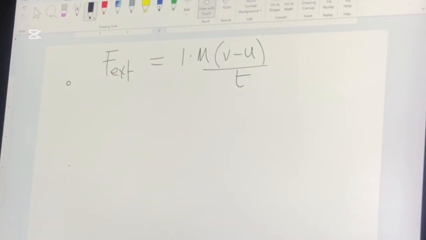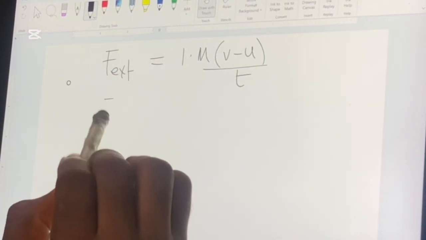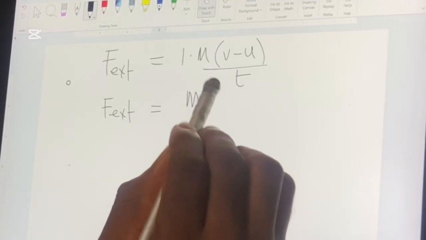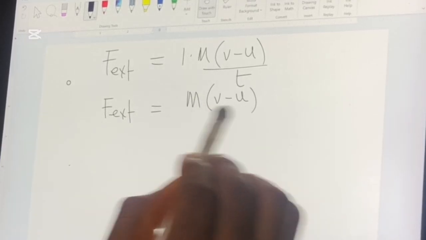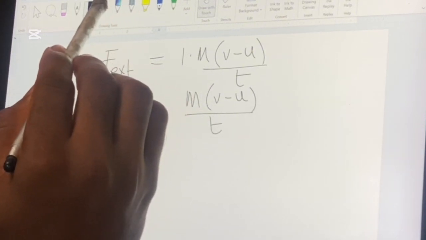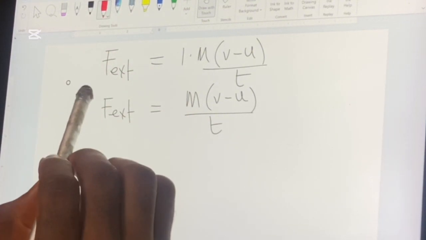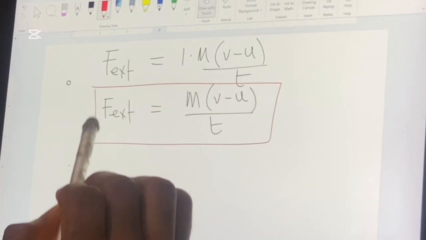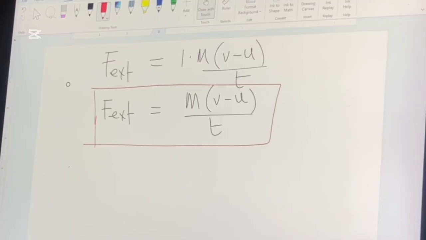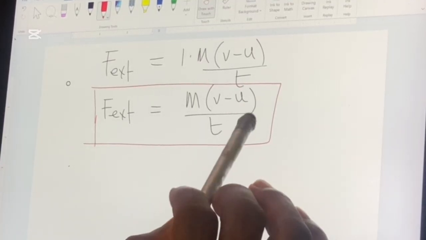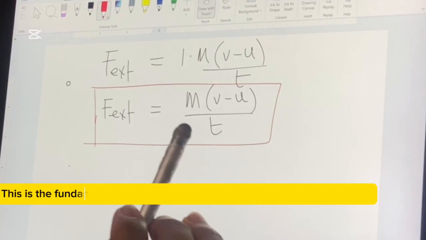Please take note. When you multiply, we have external force is equal to m into V minus U over T. So this is the fundamental formula for Newton's law of motion. Please take note, this is the fundamental law of Newton's law of motion.